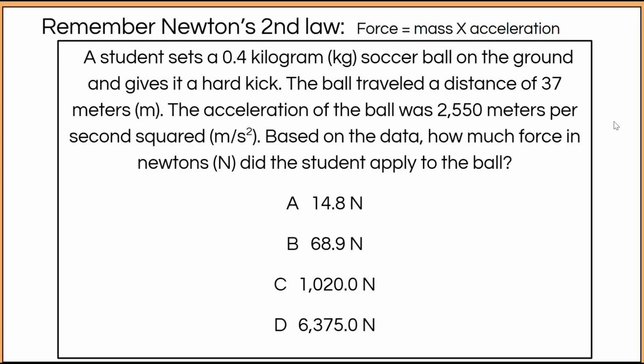All right, and so just a quick practice of Newton's second law. Newton's second law is force equals mass times acceleration. That's our formula up here. And our problem has lots of words. We're going to read through them. A student sets a 0.4 kilogram soccer ball on the ground and gives it a hard kick. The ball travels a distance of 37 meters. The acceleration of the ball was 2,550 meters per second squared. Based on the data, how much force in newtons did the student apply to the ball?